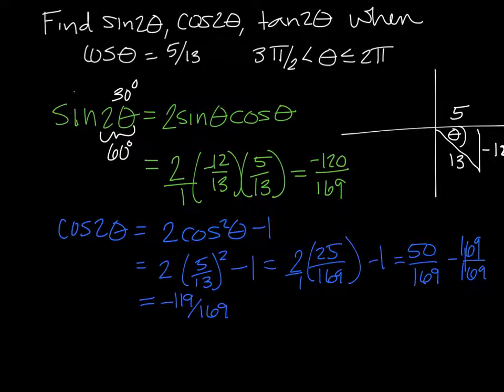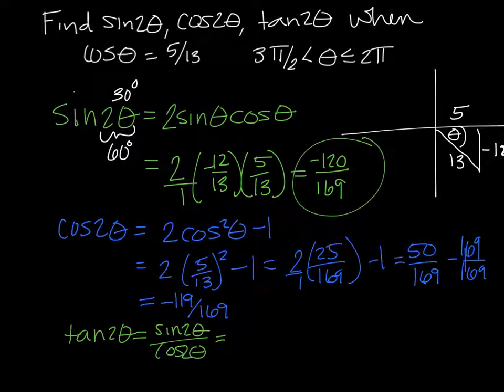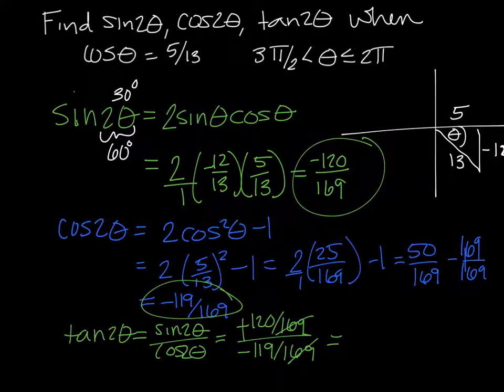And then we have to find tangent. Now, let me tell you a little secret. You know how tangent is sine over cosine? So tangent is sine of 2 theta over cosine of 2 theta. And then I like to go, well, here's sine of 2 theta, negative 120 over 169, over, where's cosine? Here's cosine, negative 119 over 169. The denominators cancel, the negatives cancel, so I get 120 over 119. And so there's tangent. So if you know sine of 2 theta and you know cosine of 2 theta, you can find tangent of 2 theta by dividing the two.